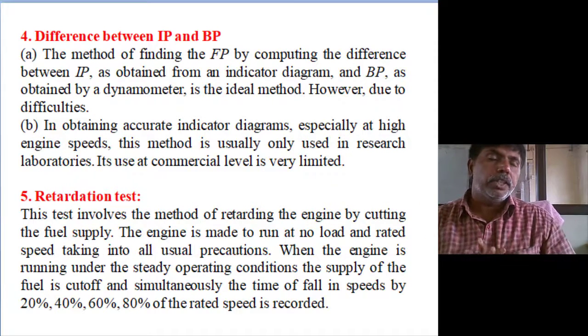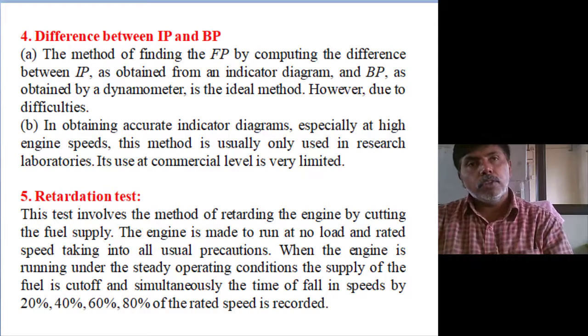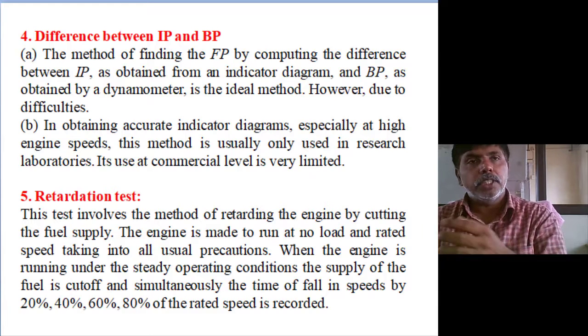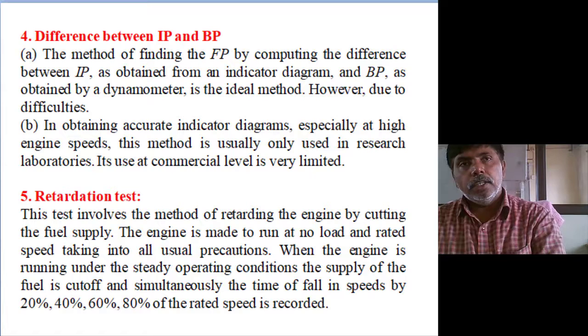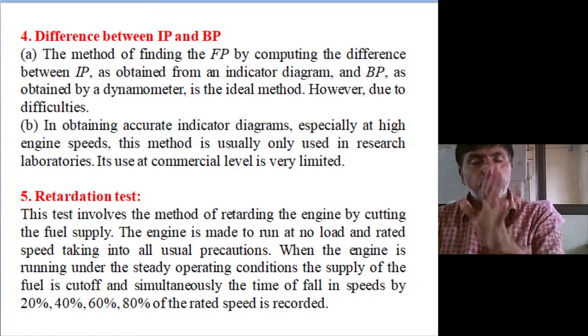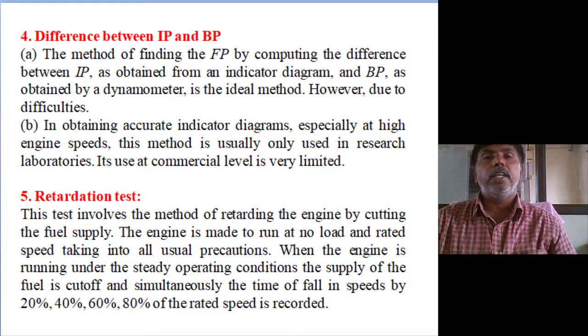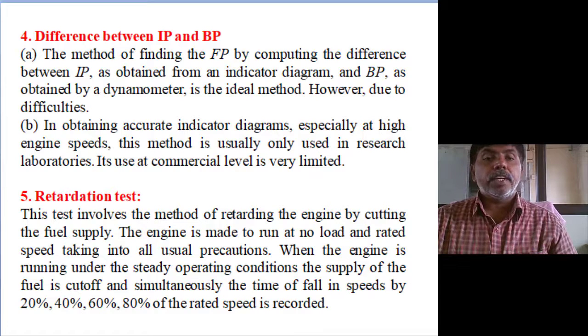Next, the difference between indicated power and brake power, which I mentioned. Using the indicator diagram, you can measure the indicated power. Using the transmission dynamometer, you can measure the brake power. The difference between indicated power and brake power gives you the friction power. This method gives a highly accurate value, but only R&D labs perform it.